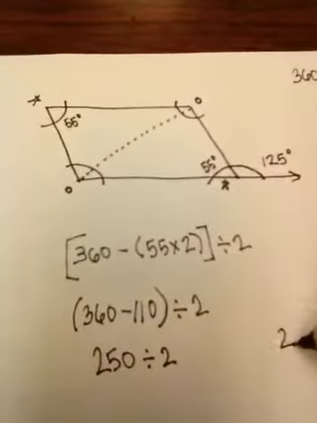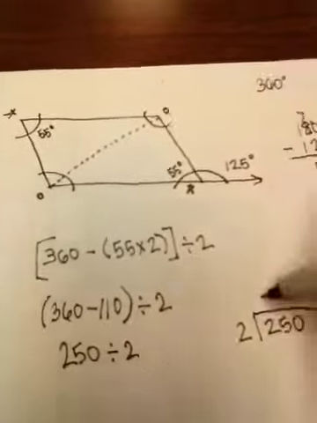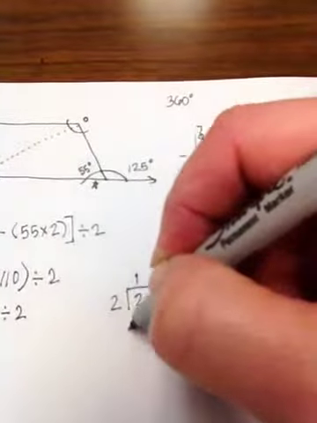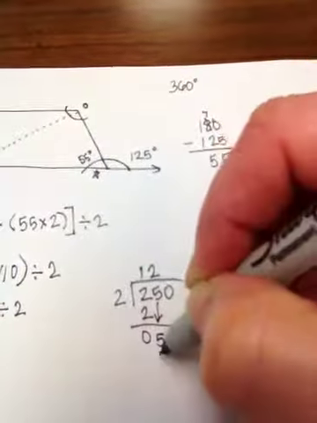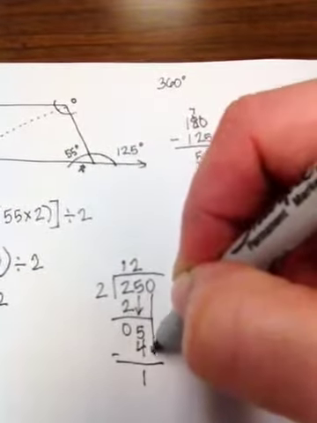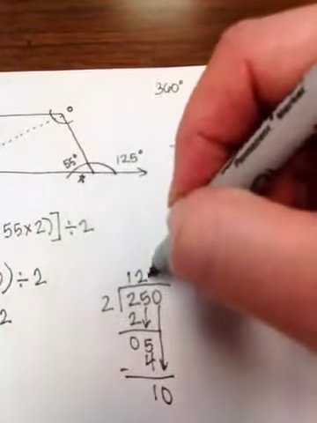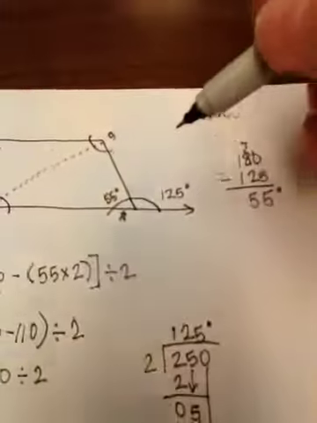Watch. So we're going to do 2 goes into 250. Well, it goes once. I got a 2. I got a 0. I drop down my 5. Ooh, that can go in there twice. I got a 4. Subtract that. I got a 1. Drop down that 0. I got a 10. Ta-da! 125 degrees. What? Where have I seen that before?